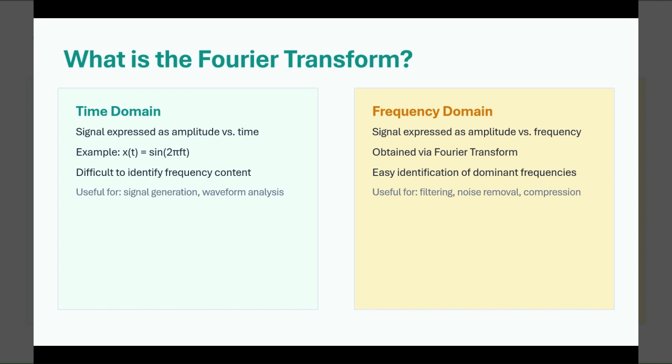Time domain example is x of t is equal to sine 2 pi ft. This is the time domain representation, where amplitude with respect to time is represented. In frequency domain, amplitude will be represented in terms of frequency. Both the domains are very important. Each has its own applications. Signal generation, waveform analysis, etc.